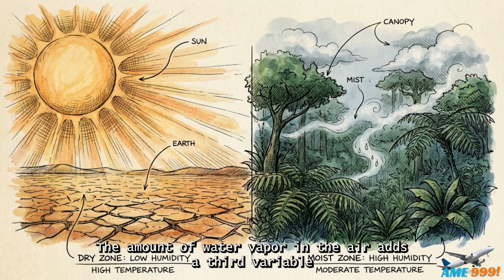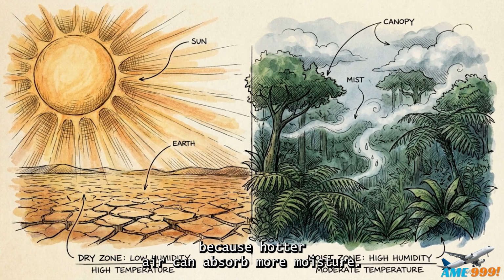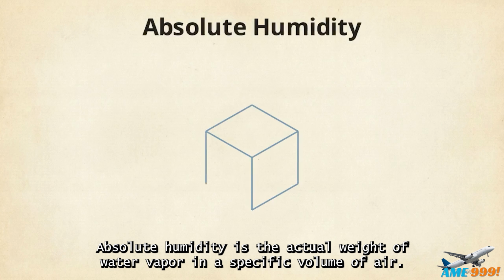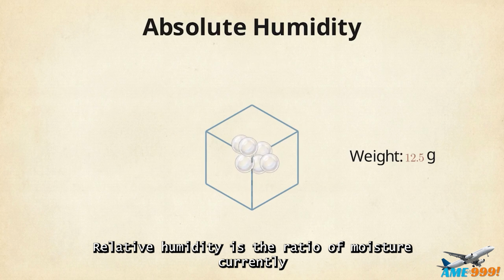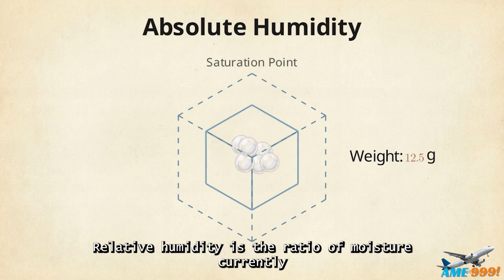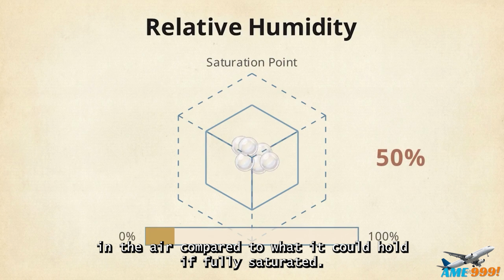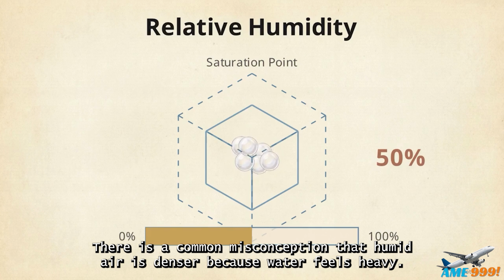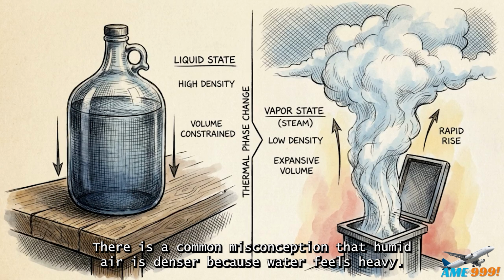Humidity, the amount of water vapor in the air, adds a third variable. Because hotter air can absorb more moisture, humidity and temperature are closely linked. Absolute humidity is the actual weight of water vapor in a specific volume of air. Relative humidity is the ratio of moisture currently in the air compared to what it could hold if fully saturated. There is a common misconception that humid air is denser because water feels heavy.